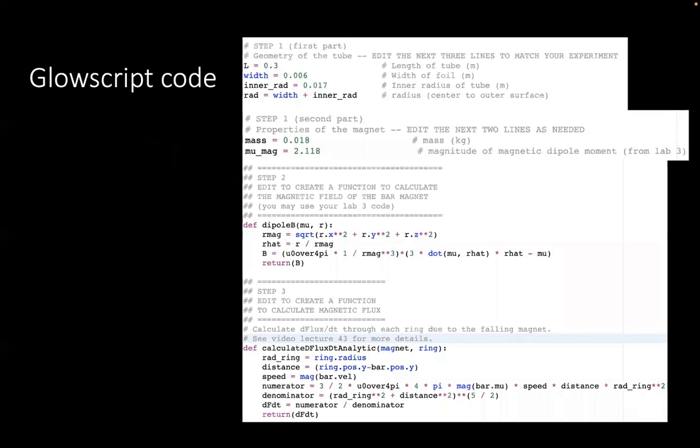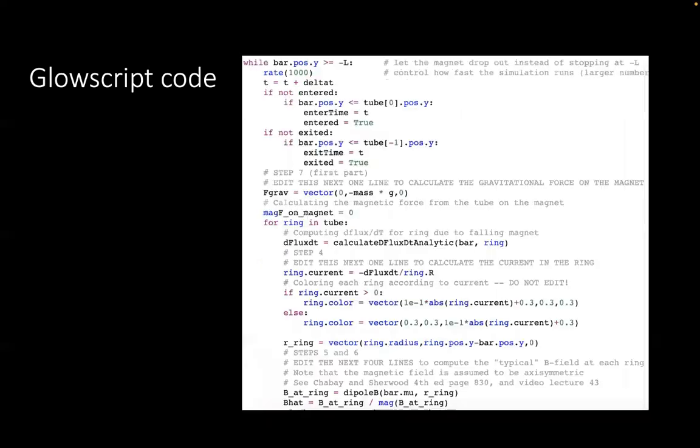Now we modeled this system computationally with code scripts. For the first part of the code, we input the data that we collected about the tube and the magnet, including the width, the length, the inner radius, and the outer radius of the tube, as well as the mass and the magnetic dipole moment of the magnet. We also set up methods for calculating the magnetic field of the bar magnet, as well as the change in flux over change in time for each ring of the tube.